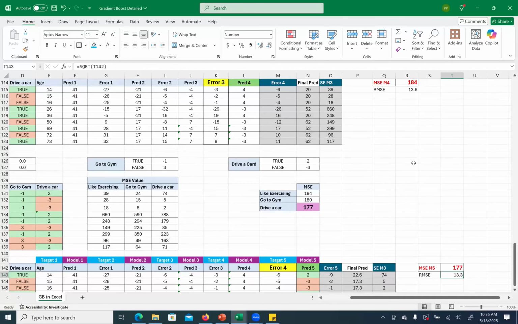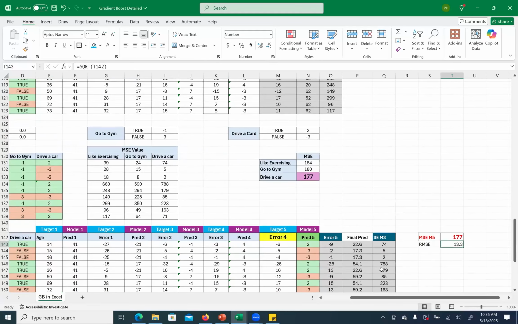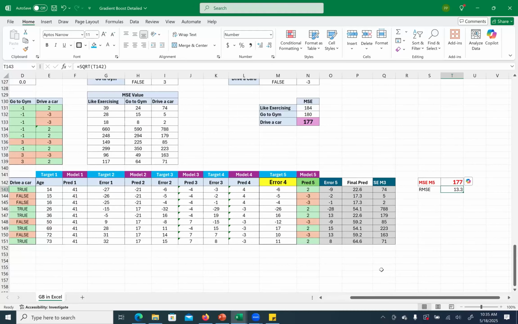Last time it was 13.6. So again, it has reduced. So with each iteration, you can see that our RMSE is going down, and we can keep on doing it until either the time exhausts, let's say I want to run the model for 1 hour, or there is no further improvement in the model. Okay. So this is what my final prediction is.